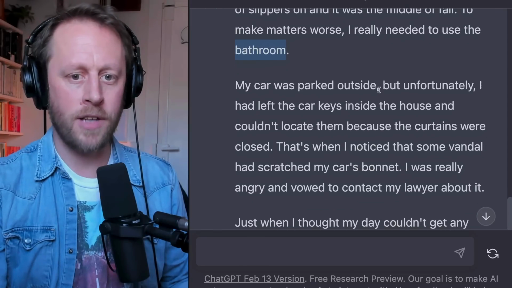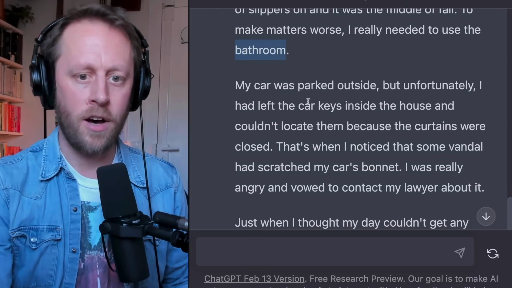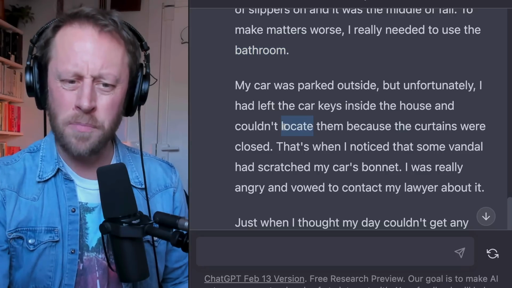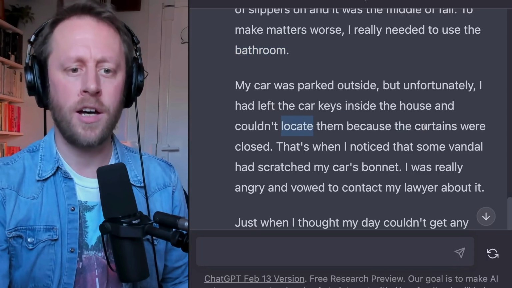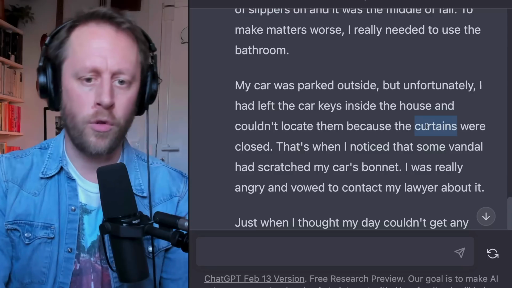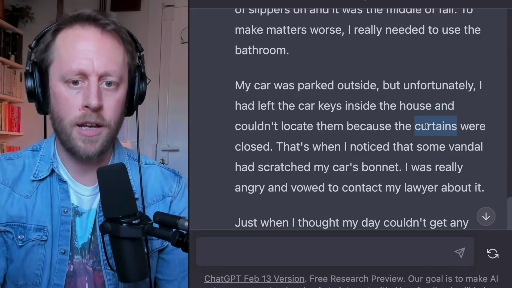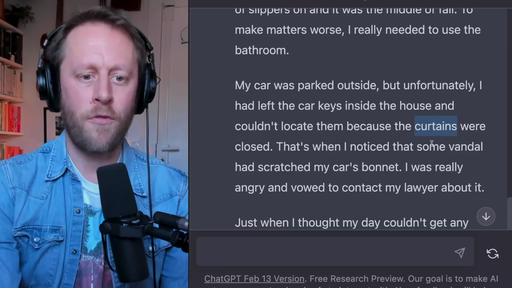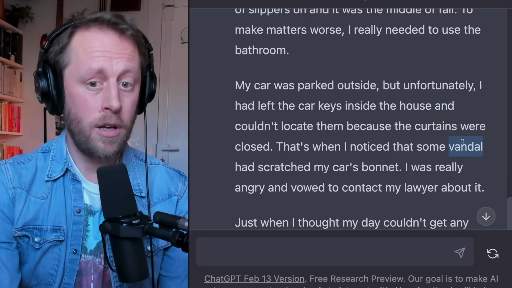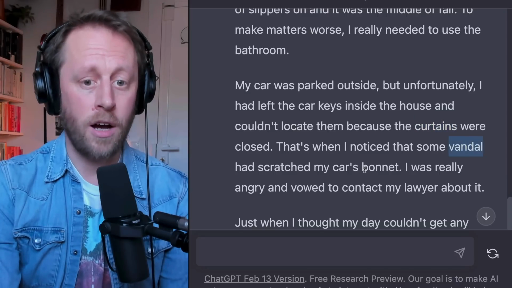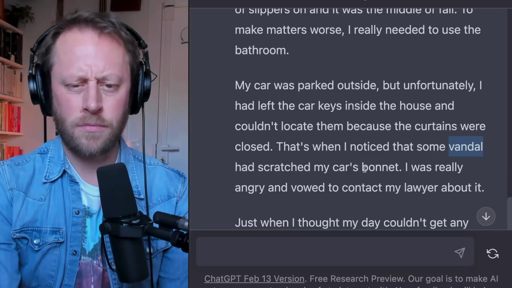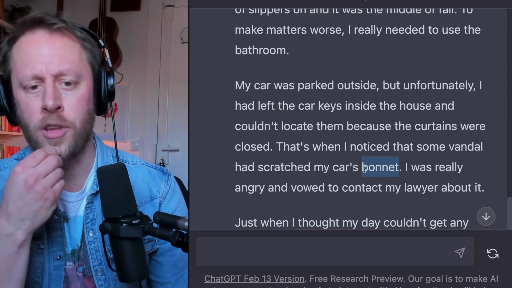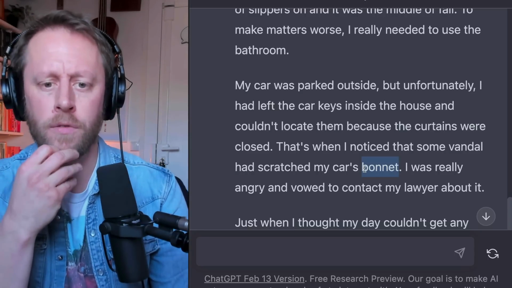My car was parked outside, but unfortunately I had left the car keys inside the house and couldn't locate them. Couldn't find them, couldn't see them, because the curtains were closed. It's interesting. I thought that they said drapes in American English, but apparently not. That's when I noticed that some vandal, not some yob, but some vandal, had scratched my car's bonnet. That's not correct. In America, they don't call it the bonnet, they call it the hood of the car.